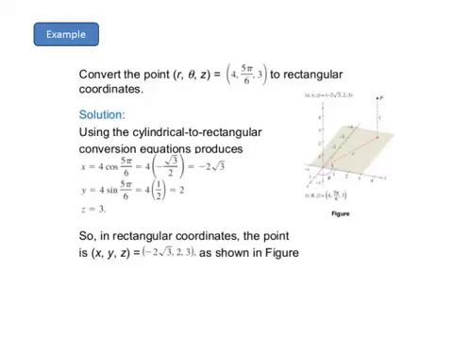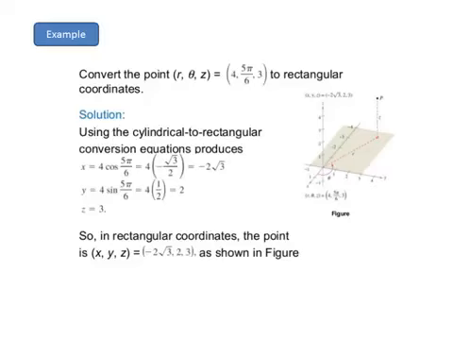Convert the point r, theta, z, which is given by 4, 5 pi by 6, 3, to the rectangular coordinate system, using the cylindrical to rectangular conversion equation. That produces x equals 4 cos 5 pi by 6, which gives 4 times minus square root 3 by 2, which is the value of cos 5 pi by 6. It gives minus 2 square root of 3 as the value of x.